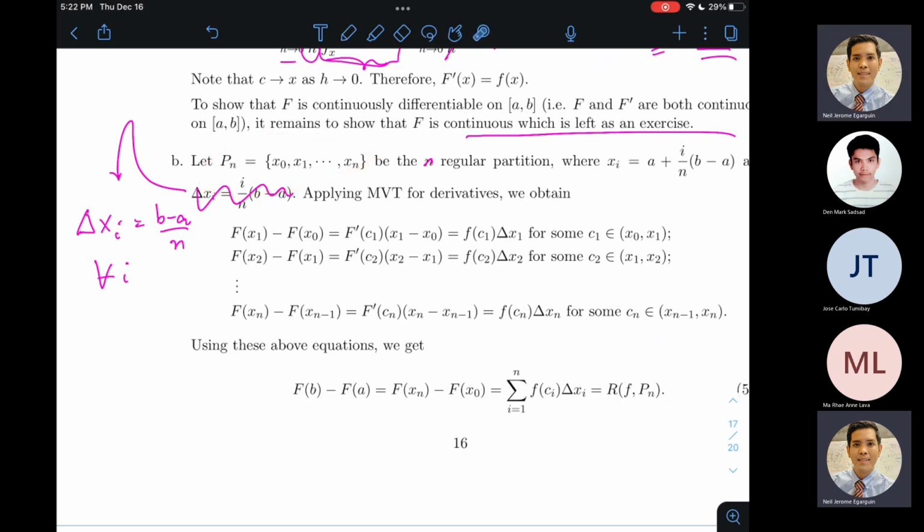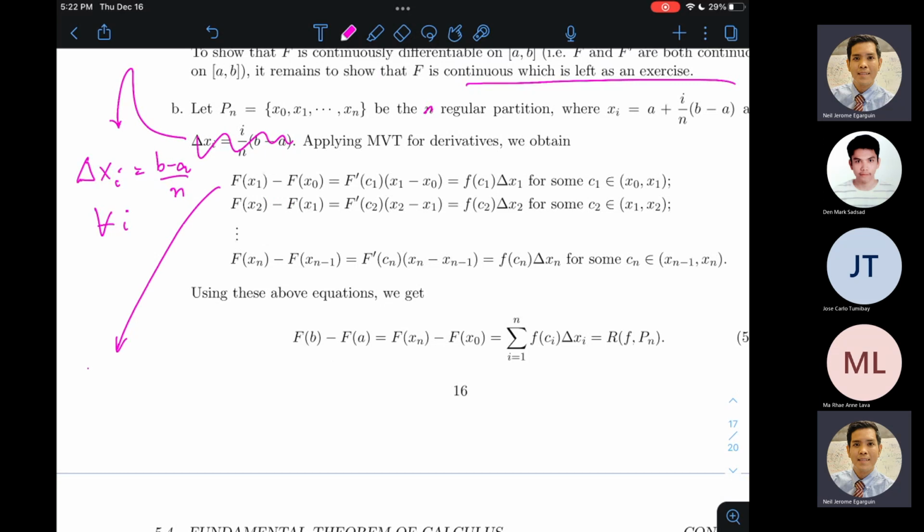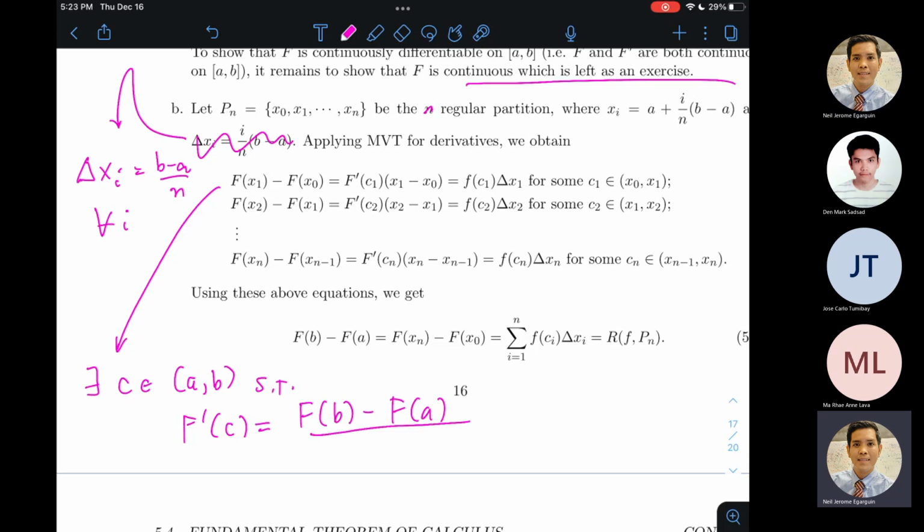Okay? Now, i-apply ko yung mean value theorem for derivatives kay capital F. Okay? So ano nga ba yung sinasabi ng mean value theorem for derivatives? F is differentiable. So, ibig sabihin, there will exist a number c in the open interval (a, b) such that f prime of c ay equals F of b minus F of a all over b minus a. Ito yung sinasabi ng mean value theorem for derivatives. There exists a point on the open interval (a, b) such that the slope of the tangent line is equal to the slope of the secant line. All right? Tapos ito ay gagamitin ko sa mga maliliit na intervals na nanggagaling dun sa partition P sub n.